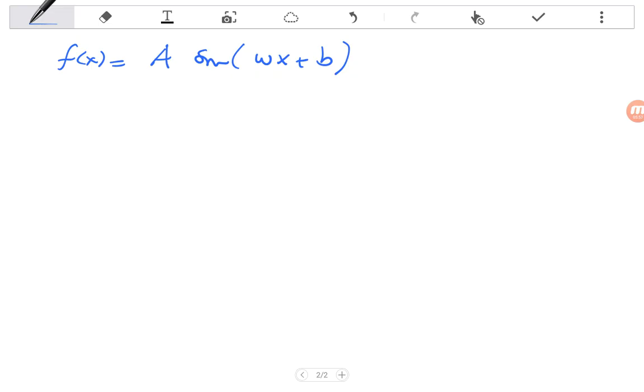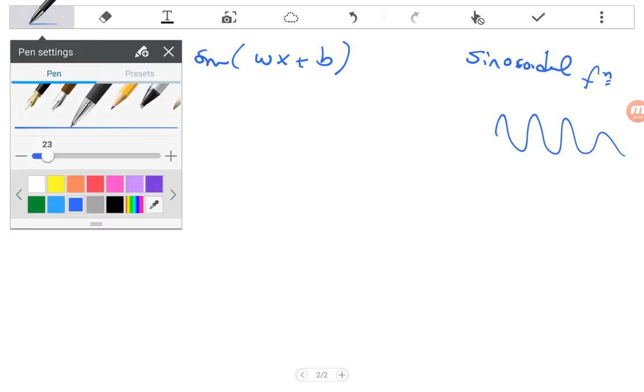So that is a general expression for what we call a sinusoidal function, which is a function which is sine or cosine. We call a function which is a sine which looks like this a sinusoidal function. A cosine, which can be expressed as a sine of omega x plus b, or a cosine. Sine and cosine are all in the same category, which we call sinusoidal functions. Okay? So that is a general expression for a sinusoidal function.